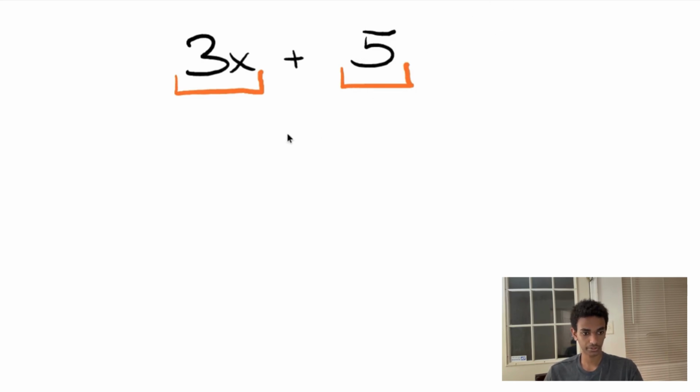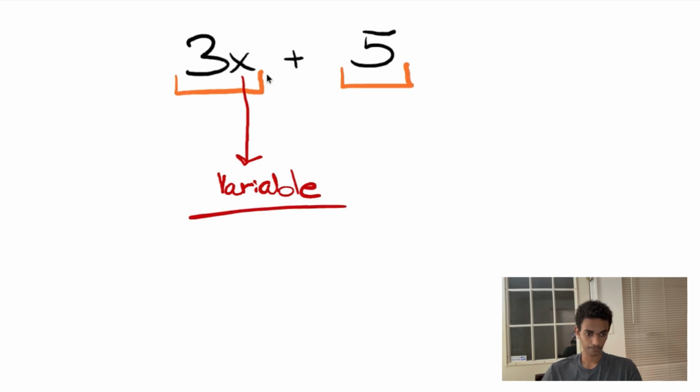Now, within our first term, we have two different things. We have a variable and we have a coefficient. A variable is a letter that represents an unknown number. So this x is our variable. It can change depending on the situation. So if I said x was 2, you would adjust and solve the expression or evaluate the expression using that knowledge. Now, next to this variable, we have something called a coefficient.